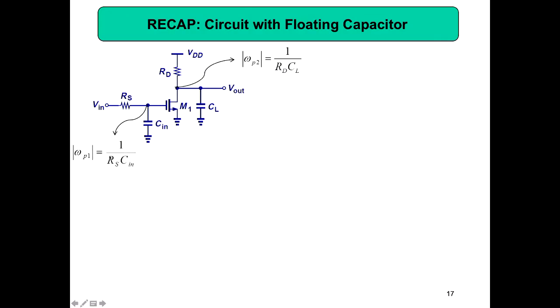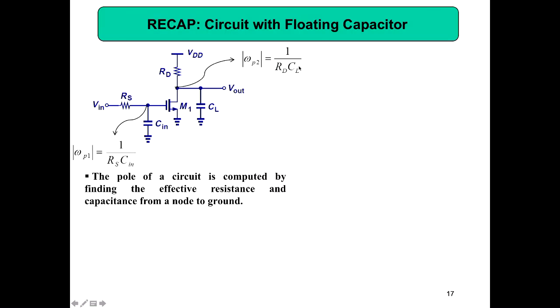That is equal to 1 by RS into C_in. Then the pole at the output is 1 by RD into CL. So you can easily find the pole. The pole of a circuit is computed by finding the effective resistance and capacitance from a node to the ground.